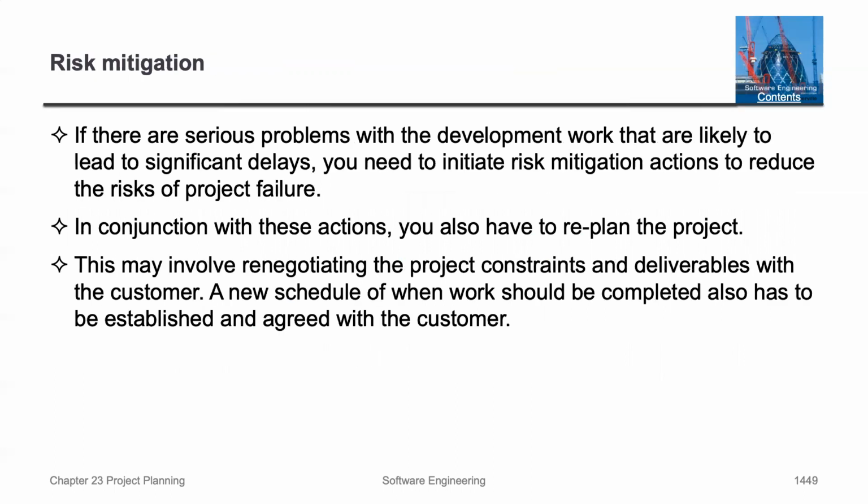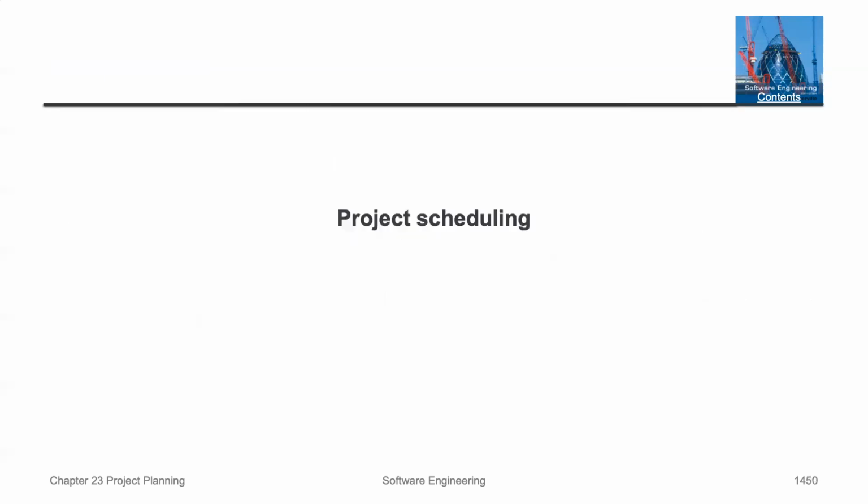In terms of risk mitigation, if there are serious problems with the development work, they are likely to lead to significant delays. You need to initiate risk mitigation action to reduce the risk of a project failure. In conjunction with these actions, you also have to replan the project. This may involve renegotiating the project constraints and deliveries with the customer. A new schedule of when work should be completed also has to be established and agreed with the customer.